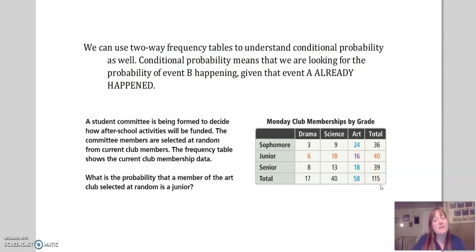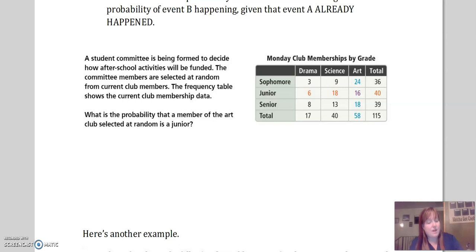We are talking about, given that I've already selected someone from the art club, what's the chance that that person is a junior? And so now I'm not talking about 115 people. I'm talking about 58 people. I don't care about anybody else. I only care about the art club. So what is the probability that I pick someone that's a junior from the art club? That would be 16 out of 58. So the probability of selecting a junior, given that I know the person is in the art club, is 16 out of 58. The way we write this in statistics is probability of B given A. It's this line.